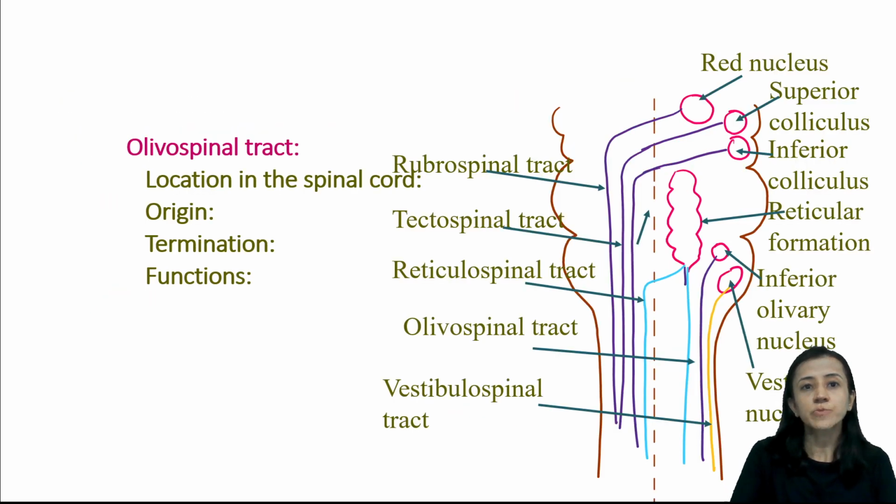Next one is the olivospinal tract here, which is located in the lateral white funiculus and originates from the inferior olivary nucleus here, in the medulla oblongata. This tract's fibers terminate again on the alpha motor neurons of the spinal cord, and they receive afferent impulses from the cerebral cortex, corpus striatum, red nucleus, and the spinal cord.